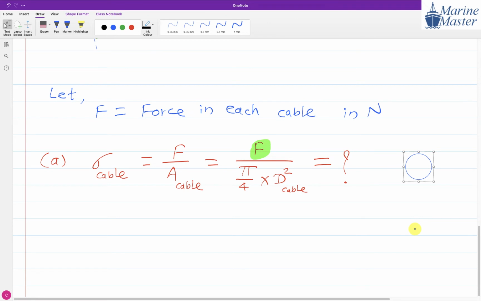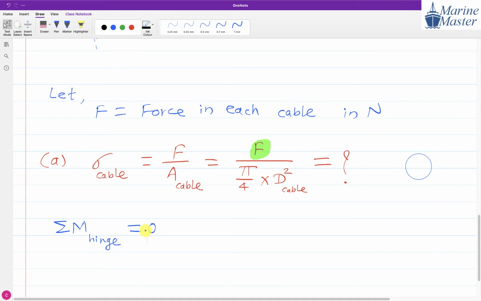Now try to see the scenario here. Very simple discussion, not that difficult. So our target is what? We have to find out stress in the cable. To get the stress in the cable, we should have the force in each cable. And for that purpose, we are going to take a moment about the hinge. About which point are we going to take a moment? Hinge. Here the summation of moment is equal to 0.